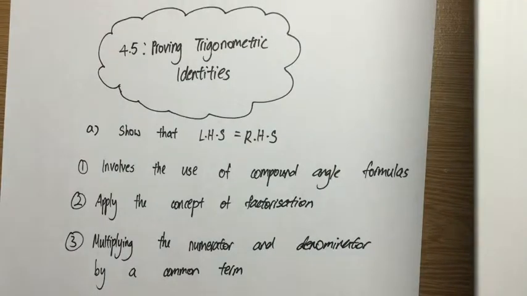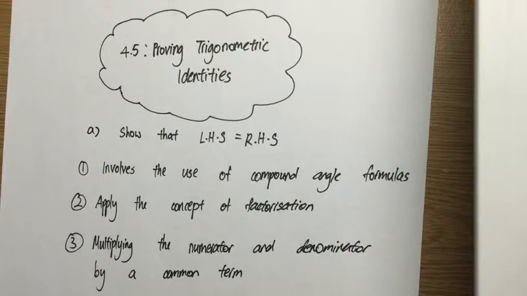In chapter 4.5, we are introduced to the topic of proving trigonometric identities. There are two different kinds of proving questions which we can encounter in this chapter. The first is to show that the left-hand side is equal to the right-hand side.